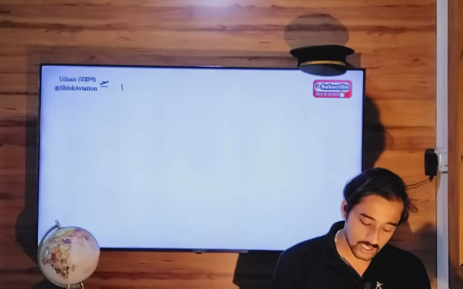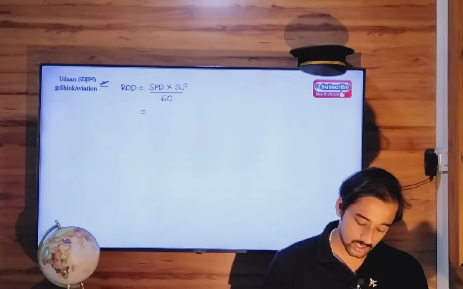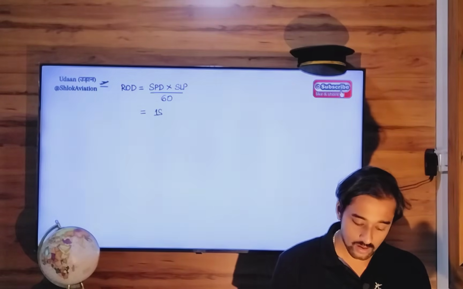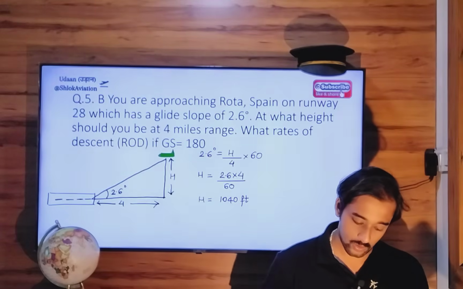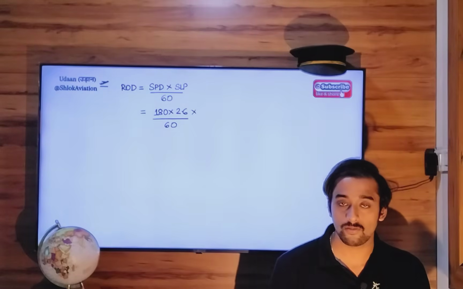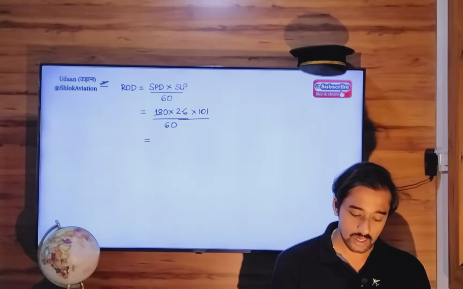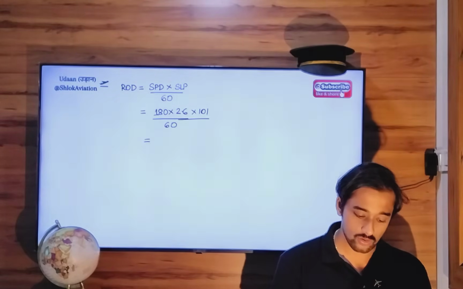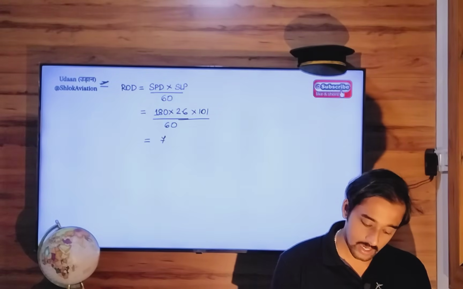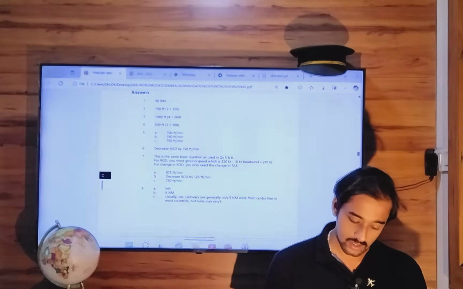Next, rate of descent equals ground speed into glide slope divided by 60. Speed here is 180, slope is 2.6, divided by 60. Convert 180 knots into feet per minute, so multiply by 101. Now 180 into 2.6 into 101 divided by 60 is equal to 788 feet per minute. Okay, 788 feet per minute.